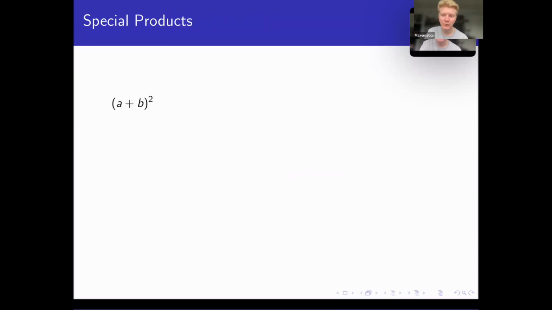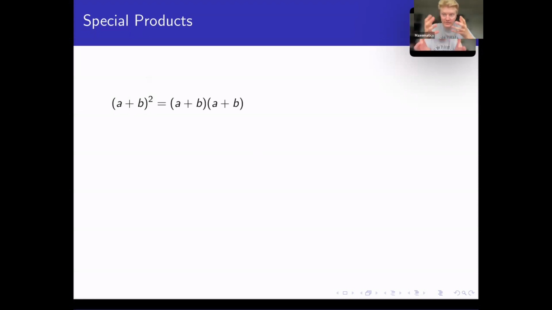Okay, some special products that you will see over time that you could jump to if you so wanted to, but not so common. They're going to be a little bit more helpful when it comes to the next section, but still, we can introduce them here. If we have a plus b squared, so a sum being squared, well, a plus b squared is a plus b times a plus b, right?